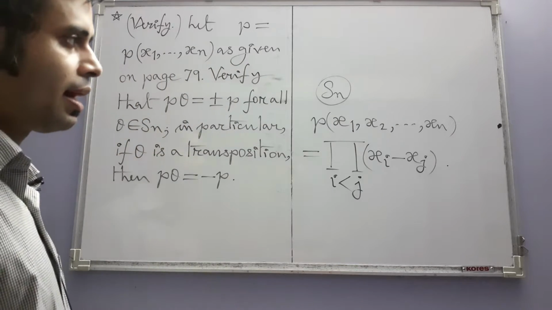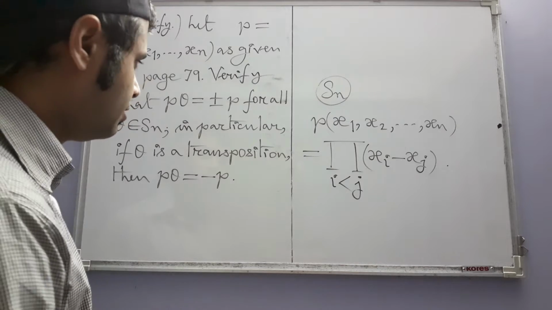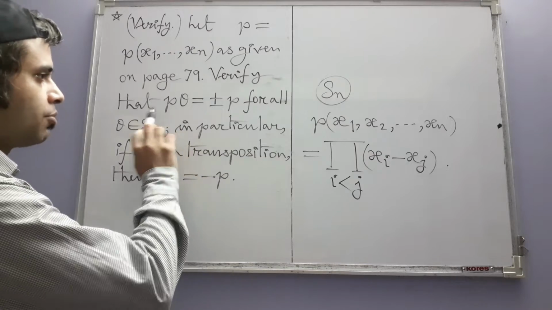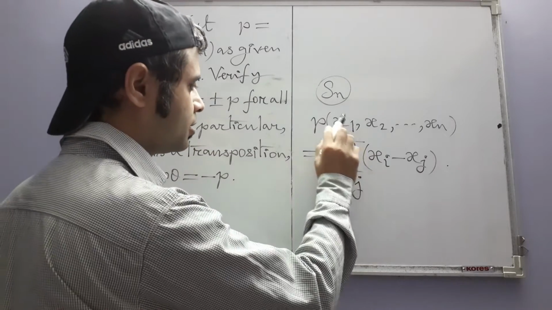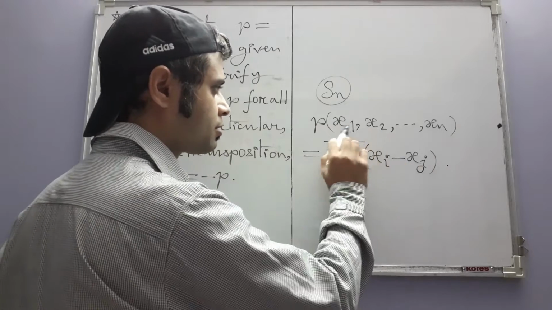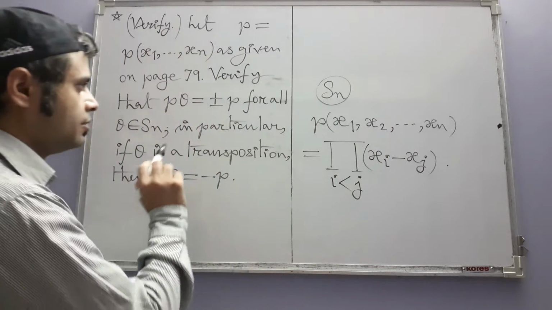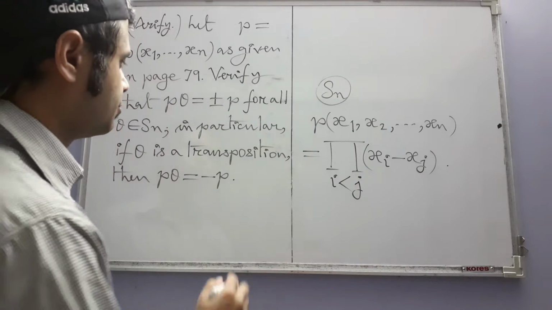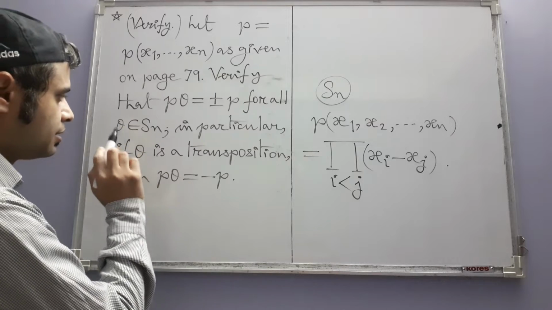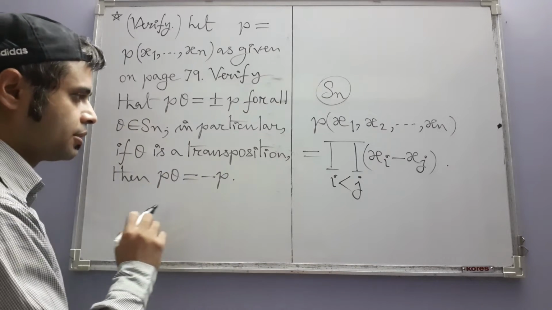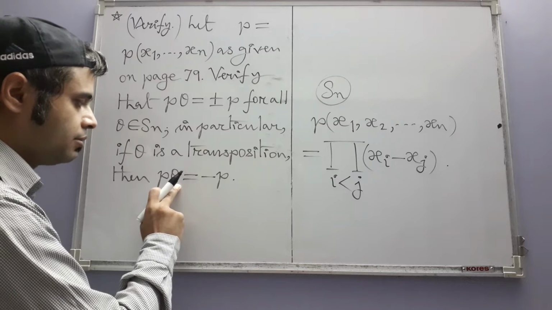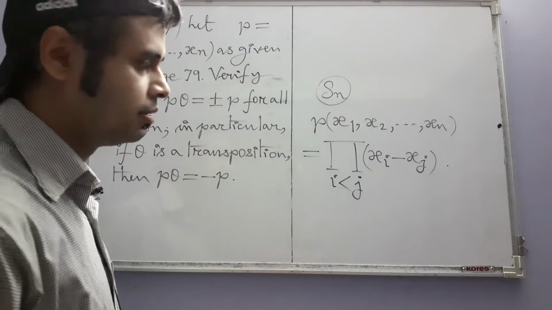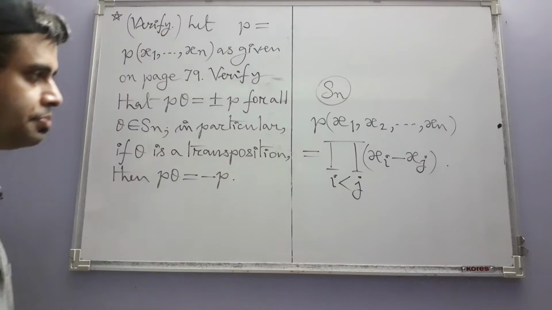So then after that, the author mentioned that if one applies any permutation theta on the polynomial, in the sense that the permutation will be applied on the suffixes, then we get either the polynomial itself or its negative. In particular, if the theta that we are applying is a transposition, a 2 cycle, then p theta, that is after you apply theta on the polynomial, you get the negative of the polynomial. So now we need to verify this.